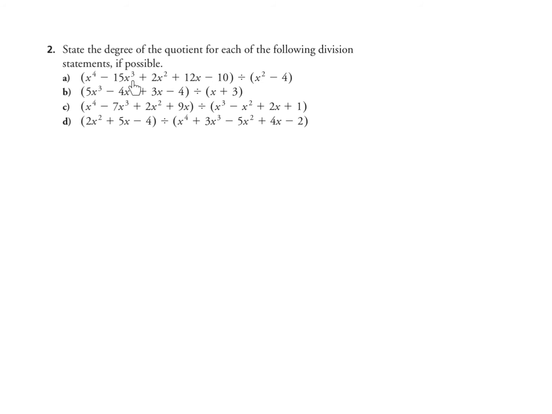All right, state the degree of the quotient for each of the following division statements, if possible. This is a 4th degree polynomial, and this is a 2nd degree polynomial. 4 minus 2 is 2, so the degree of the quotient will be 2. For here, you've got a cubic divided by a linear, so it's going to be 2 as well, 3 minus 1. There's a 4th degree divided by a 3rd degree. It's going to be degree 1. And this is a 2nd degree divided by a 4th degree. No, that one's not divisible.